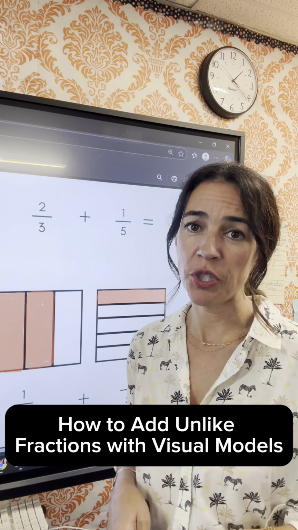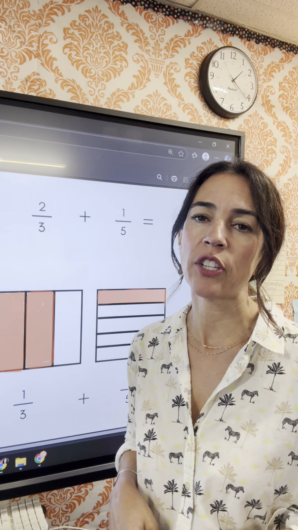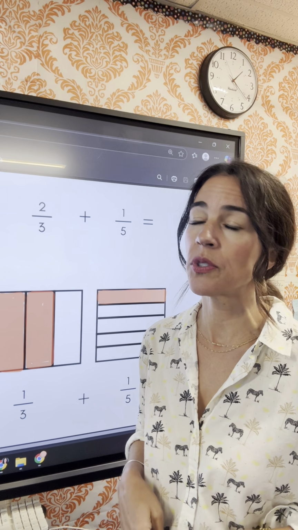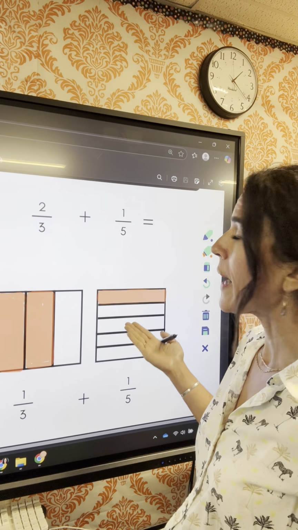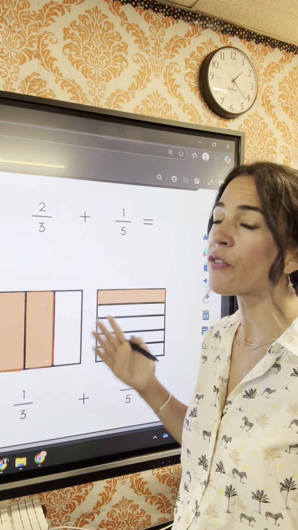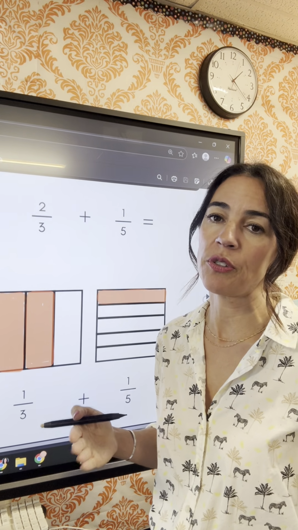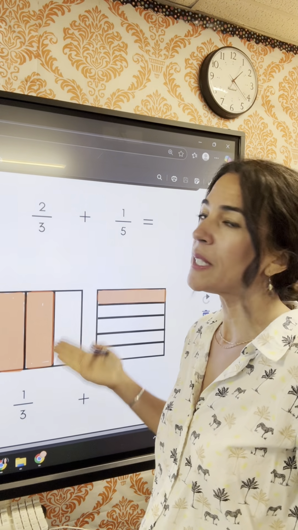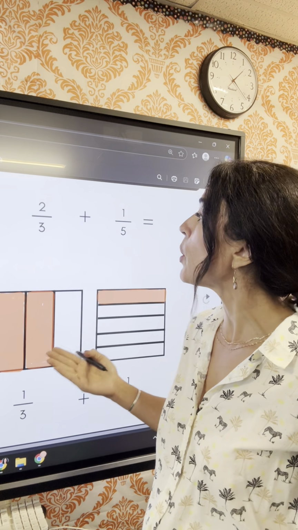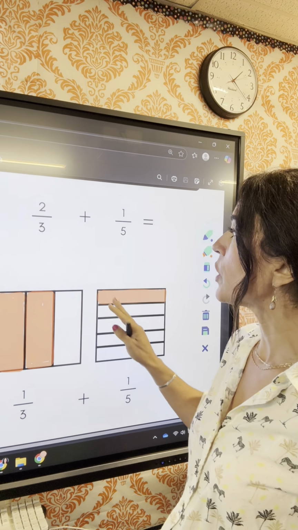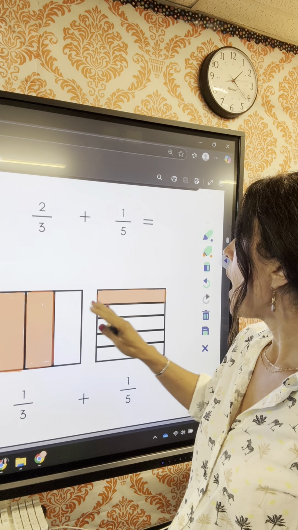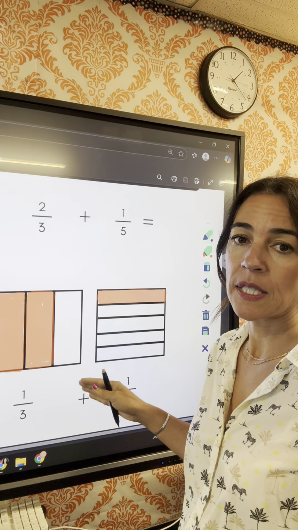When you're teaching your students how to add unlike fractions, you want to start out with visual models. So in this example, I have 2/3 already colored in, and we're adding that to 1/5. And in order for the fractions to talk to each other, to communicate, they have to be speaking the same language. So they both need to have the same denominators.